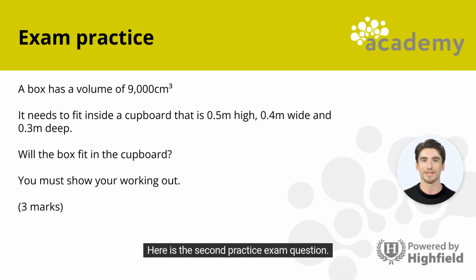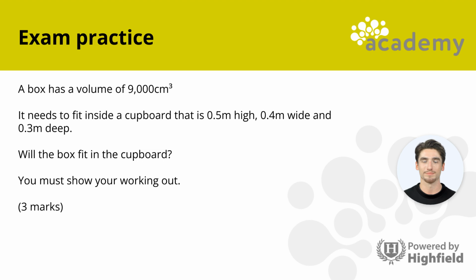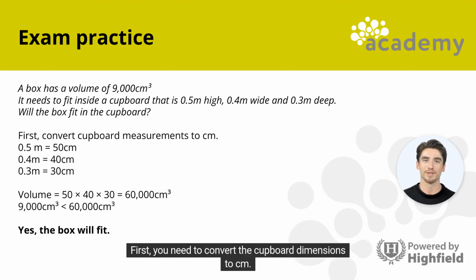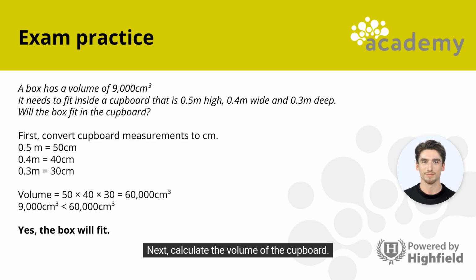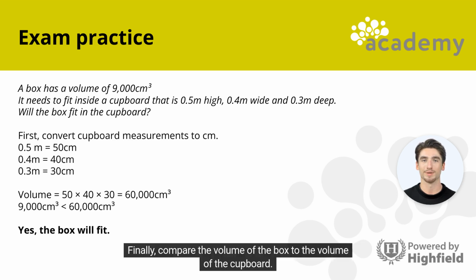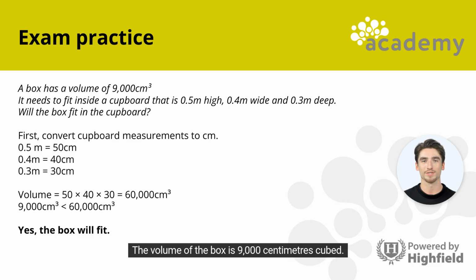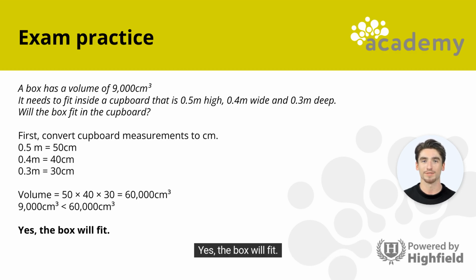Here is the second practice exam question. Pause the video while you work out the answer, then press play to continue. Let's check the answer. First, you need to convert the cupboard dimensions to centimeters. Next, calculate the volume of the cupboard. The volume of the cupboard is 60,000 centimeters cubed. Finally, compare the volume of the box to the volume of the cupboard. The volume of the box is 9,000 centimeters cubed. This is less than the volume of the cupboard, which is 60,000 centimeters cubed. Yes, the box will fit.